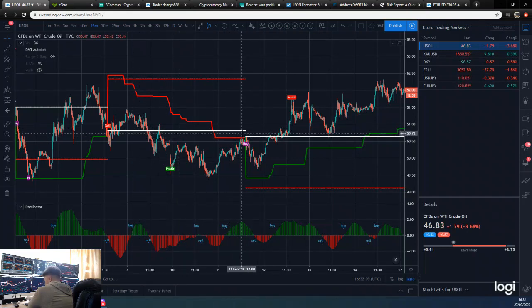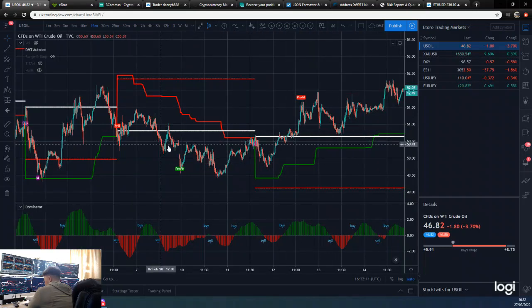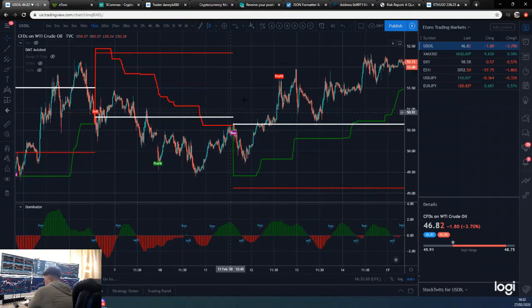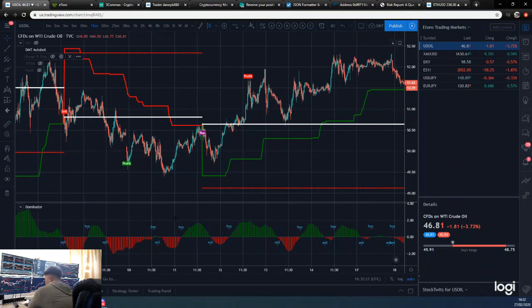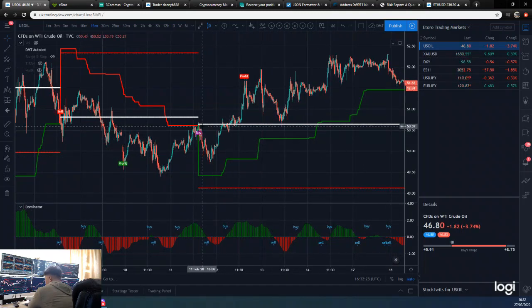So I mean, even if we'd got out there, we would have made that profit. Another thing to note though is the Dominator, we'll look at this afterwards again. We won't look at this now because this is the 15-minute Dominator. We're not going to use that to trade this. So we got the buy signal, the buy signal around 50.64.